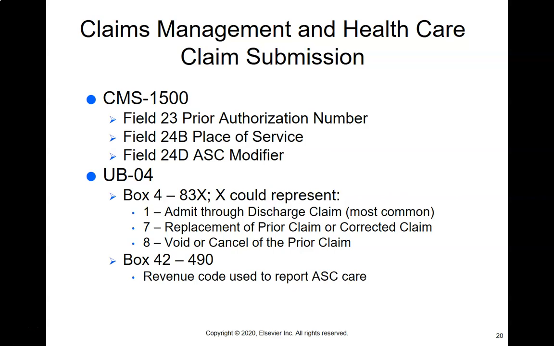1 is admit through discharge claim. 7 is replacement of prior claim or corrected claim. And 8 is void or cancel of prior claim. Most often, the third digit is a 1 for admit through discharge claim. Box 42 through 490 are where your revenue codes are used to report the ASC care.